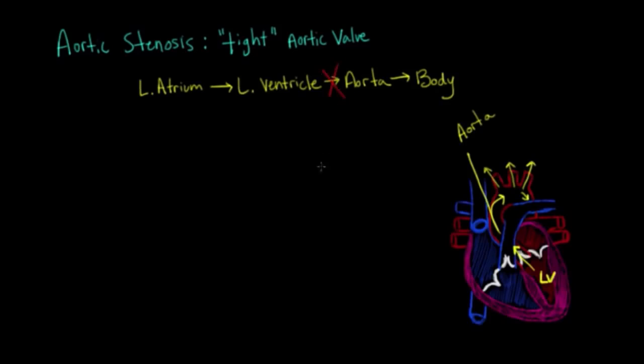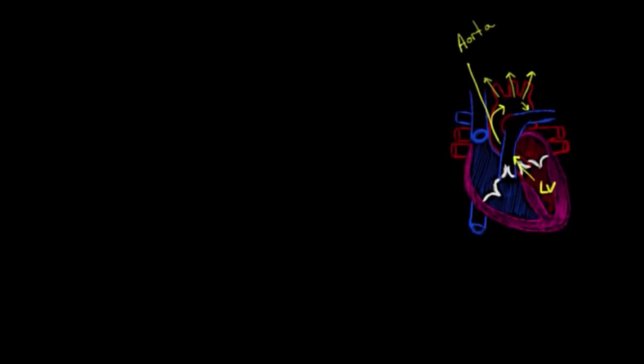Now, if it can't get from the left ventricle to the aorta, due to something such as aortic stenosis, then you're going to have blood backed up in the left ventricle, and you're going to have problems perfusing or supplying enough blood and enough oxygen to the rest of the body's tissues. So let's talk about some of the major causes of aortic stenosis.